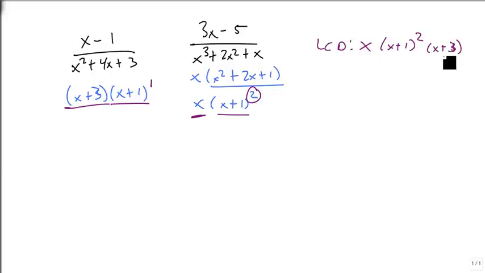And the order doesn't matter too much if I change it around, but the fact that I have all of the pieces does. And when I divide, notice that x plus 3 times x plus 1 divided into this leaves an x and an x plus 1. And then when I divide x times x plus 1 squared into this, I'm left with just an x plus 3. So I get everything to divide out when I divide the small ones into the LCD.